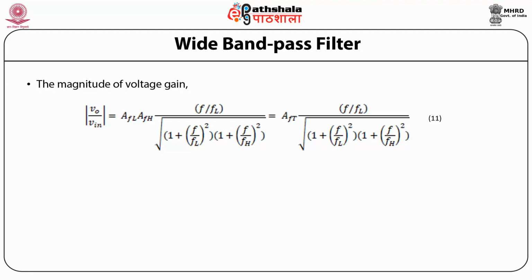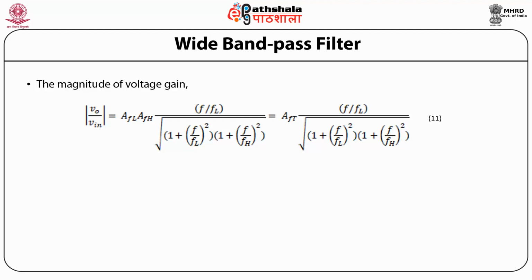That is, to obtain a first order bandpass filter where the gain rolls off at a rate of plus minus 20 dB per decade, first order high pass and low pass filters are cascaded. For a second order bandpass filter, where the gain rolls off at plus minus 40 dB per decade, a second order high pass filter is connected in series with a second order low pass filter.